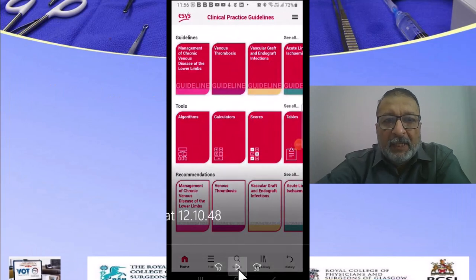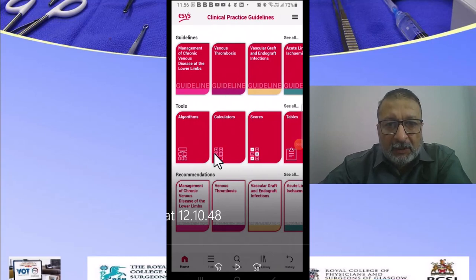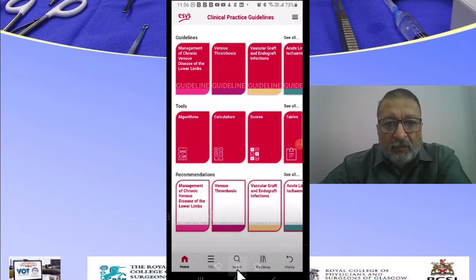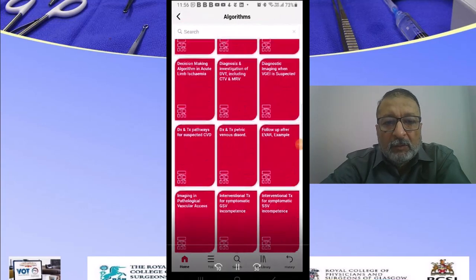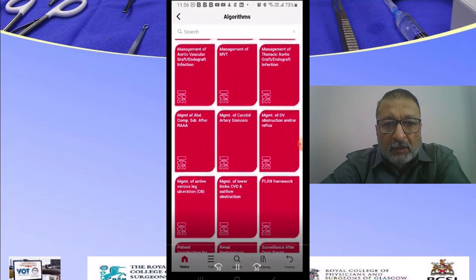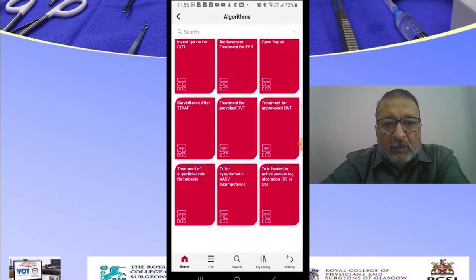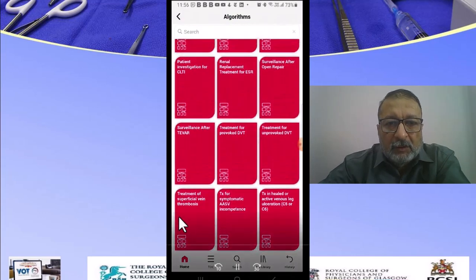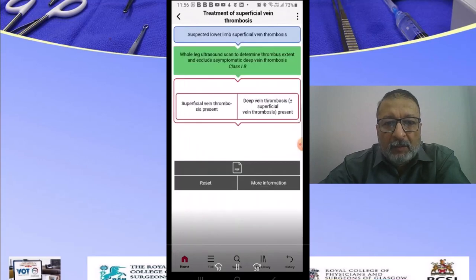So here is the application, and as you can see, the guidelines are the first section, the second section is tools, and the third section is recommendation. So we'll go to the second section, which is tools. If you go to tools and you go down, there are multiple tools. We discuss the tool for superficial venous thrombosis, which is this one. If you press on it, you will get this screen.